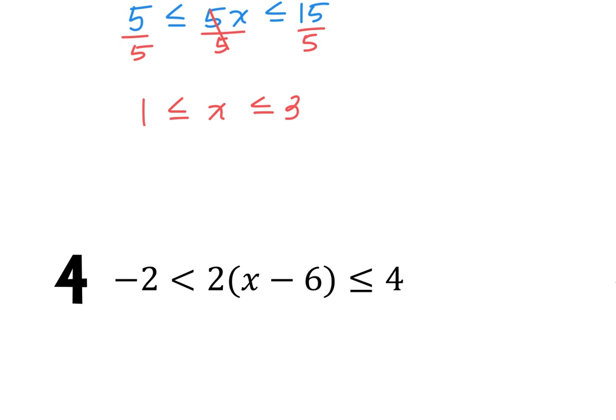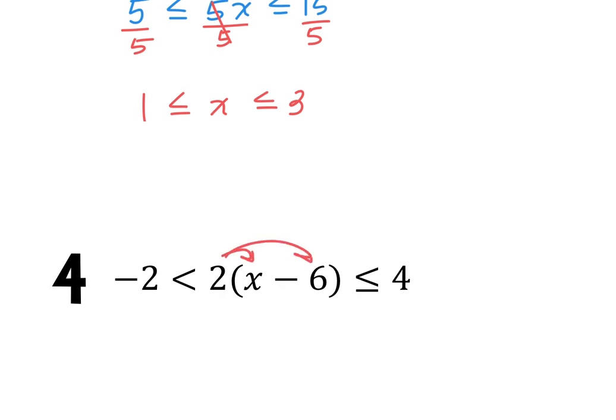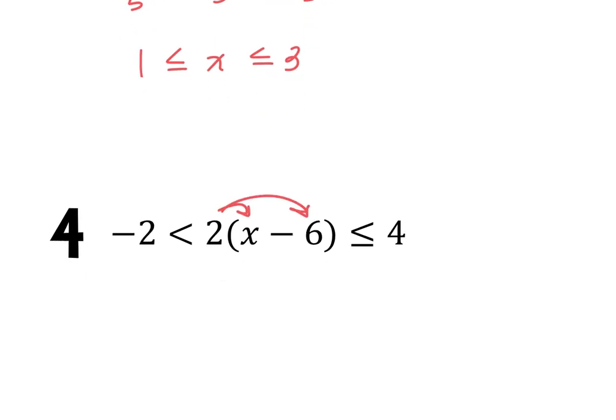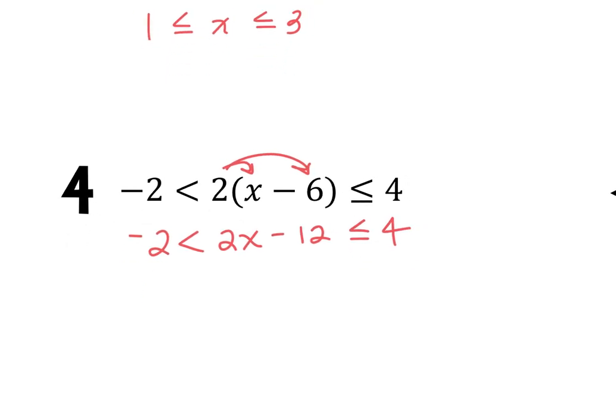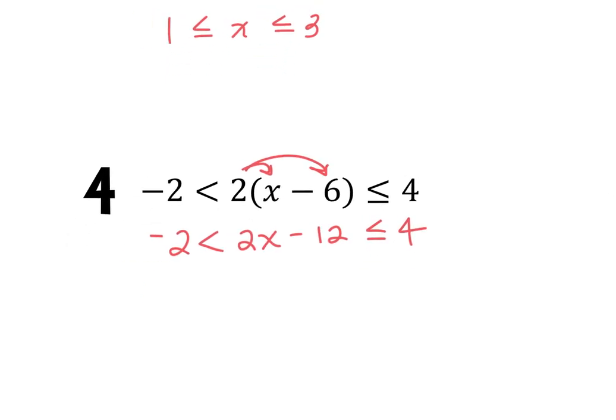Okay. So we'll go ahead and distribute the 2. So we've gotten rid of the parentheses in the middle. So this is negative 2 is less than 2x minus 12, which is less than or equal to 4. The other option would have been to divide by 2 and get rid of that and then only have the x minus 6 left in the middle.